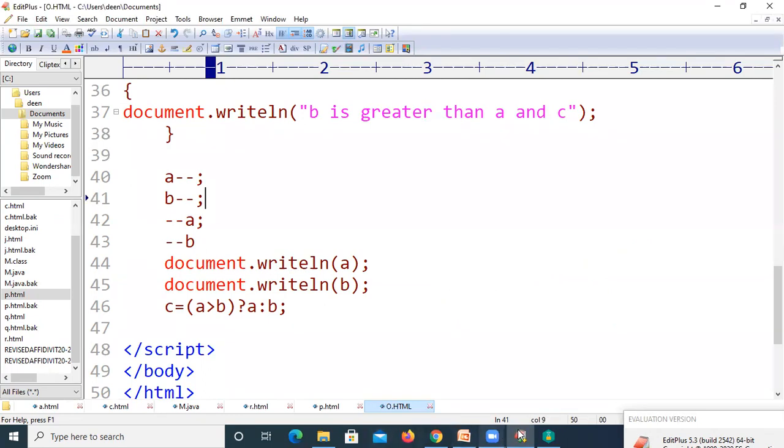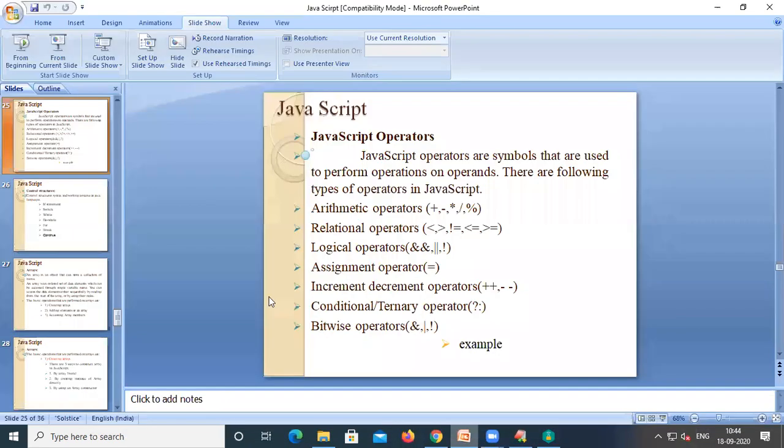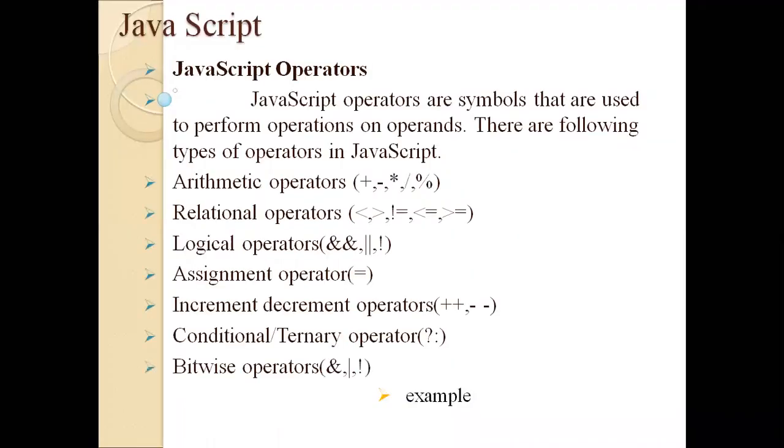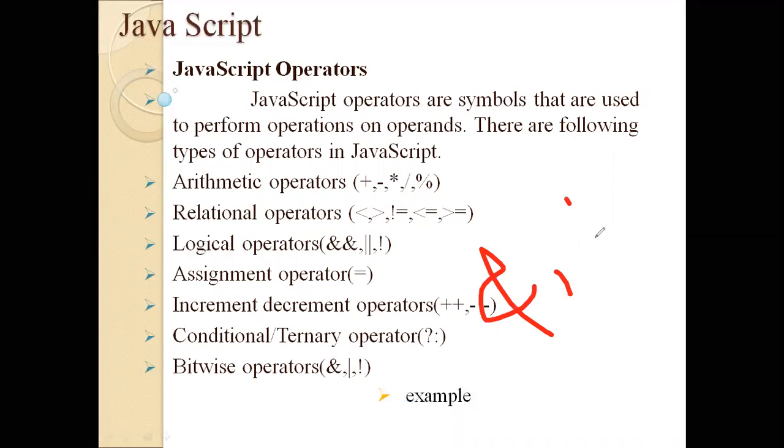Now, let us have a look at the next type of operator in JavaScript, in the PPT. The next type of operators in JavaScript is bitwise operators. If you want to perform bitwise operations, that is bitwise AND, bitwise OR and bitwise NOT, we can make use of these bitwise operators. Bitwise AND is defined by the ampersand symbol, bitwise OR is defined by the vertical line, and bitwise NOT is defined by the exclamation mark.